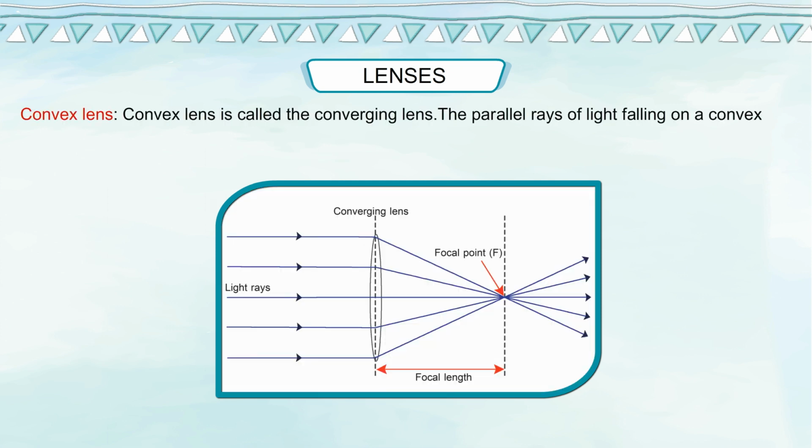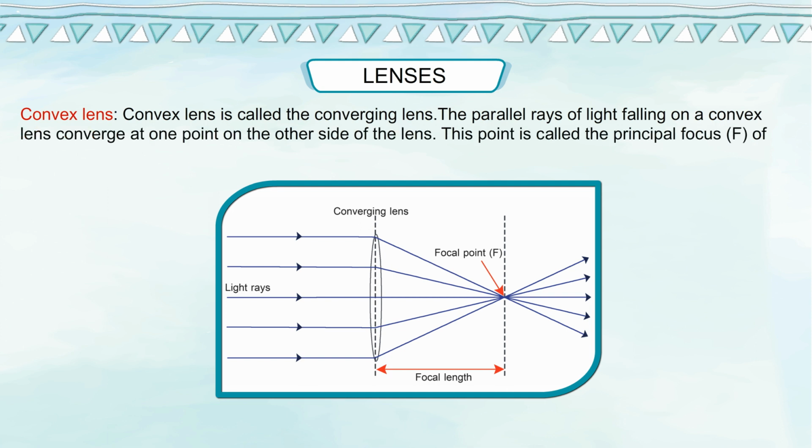Convex lens. A convex lens is called the converging lens. The parallel rays of light falling on a convex lens converge at one point on the other side of the lens. This point is called the principal focus, F, of the lens.